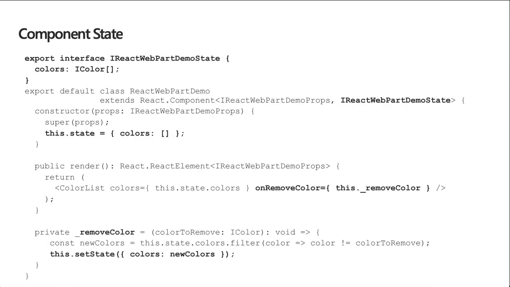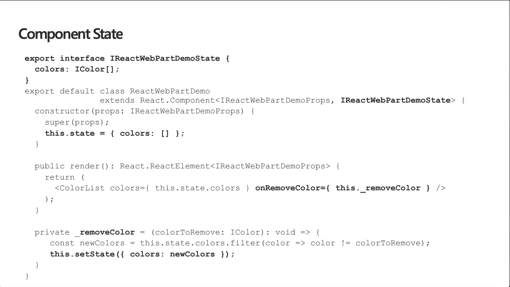So let's talk about state. In this case, let's define all the different properties for my state. I've got a new state that's defined at the top, an interface, that is also a collection of colors. And I'm going to add that as the second parameter when I'm defining the declaration for my class of the React web part. Here you can see in the constructor that I'm setting the state equal to an empty collection of colors.